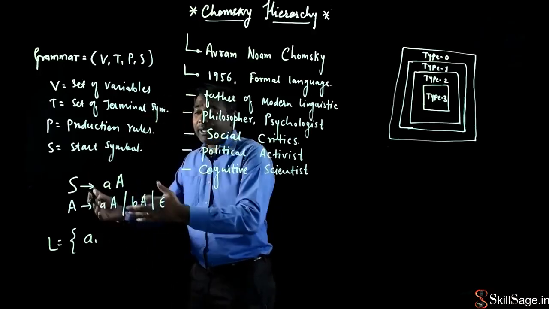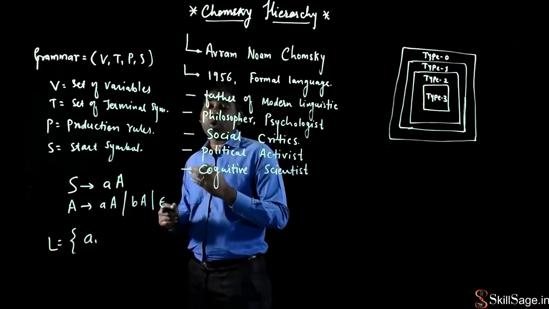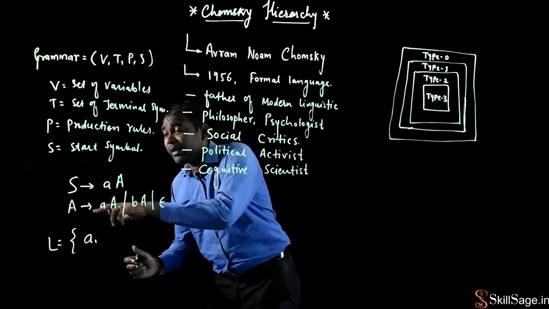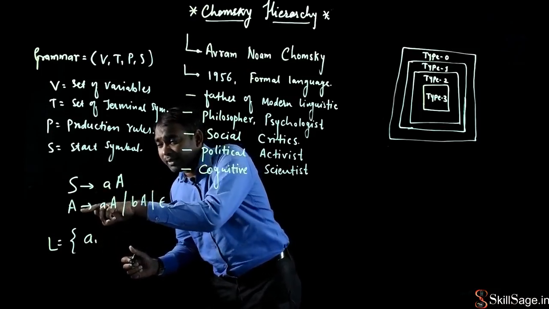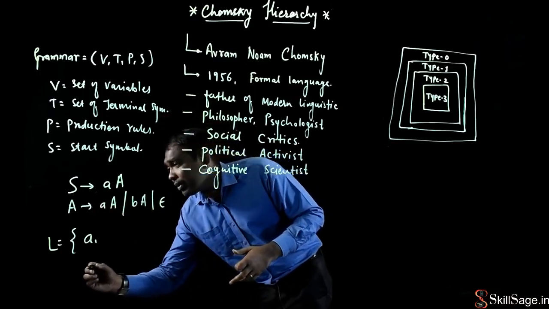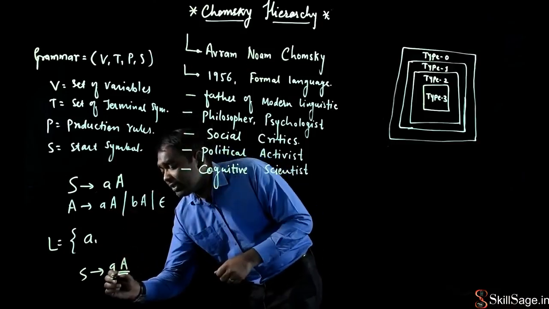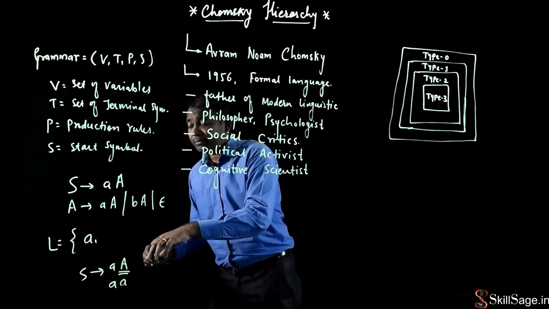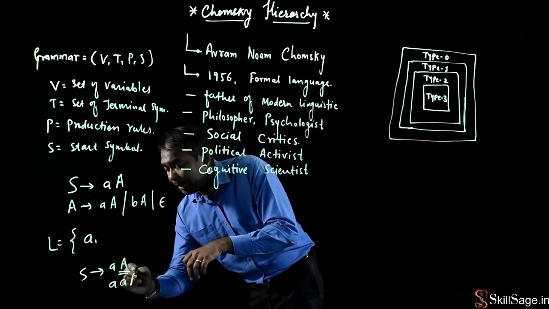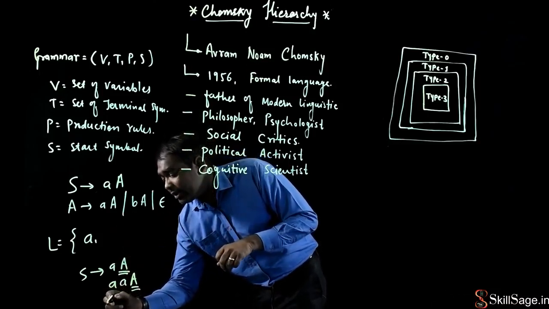Suppose I derive some set of strings from this grammar. What strings am I going to get here? Listen: S produces small a and A. If I replace this A with the rule A produces AA, what do I get? S produces aA. And this A produces capital A, and if this A is replaced by epsilon, I get a followed by epsilon.